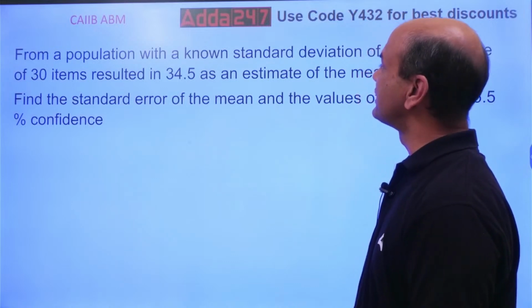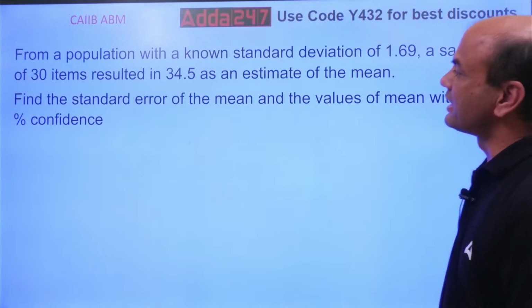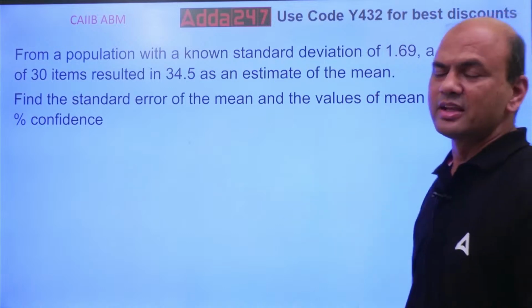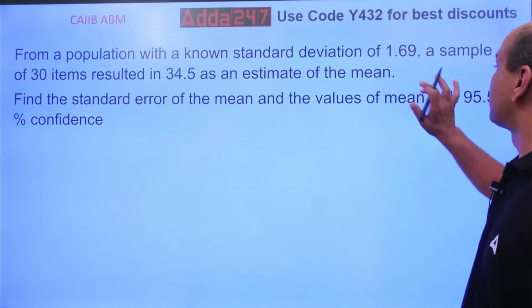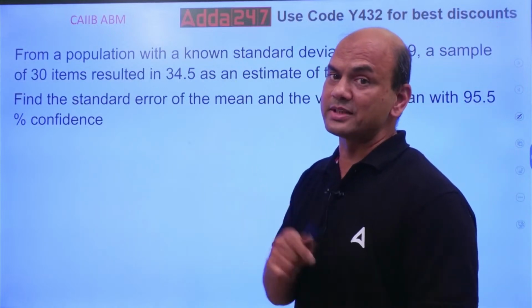From a population with a known standard deviation of 1.69, a sample of 30 items resulted in 34.5 as an estimate of the mean. Now look at this. Similar numerical I have taken earlier. Similar one. I am not saying same. Similar one, but there is a slight difference in this.